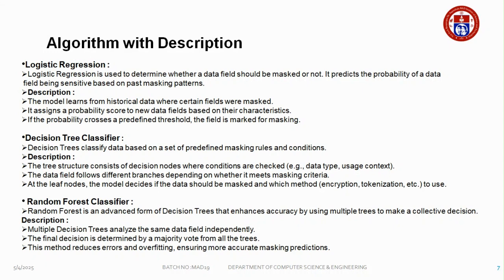The decision tree classifier is efficient in categorizing data based on feature importance, making it ideal for determining masking levels based on the data context. It allows for rule-based masking, which is useful in hierarchical security structures. The random forest classifier, an ensemble of multiple decision trees, enhances accuracy and reduces overfitting, making it reliable for masking classification. It considers multiple criteria before deciding whether to mask data or improve security.